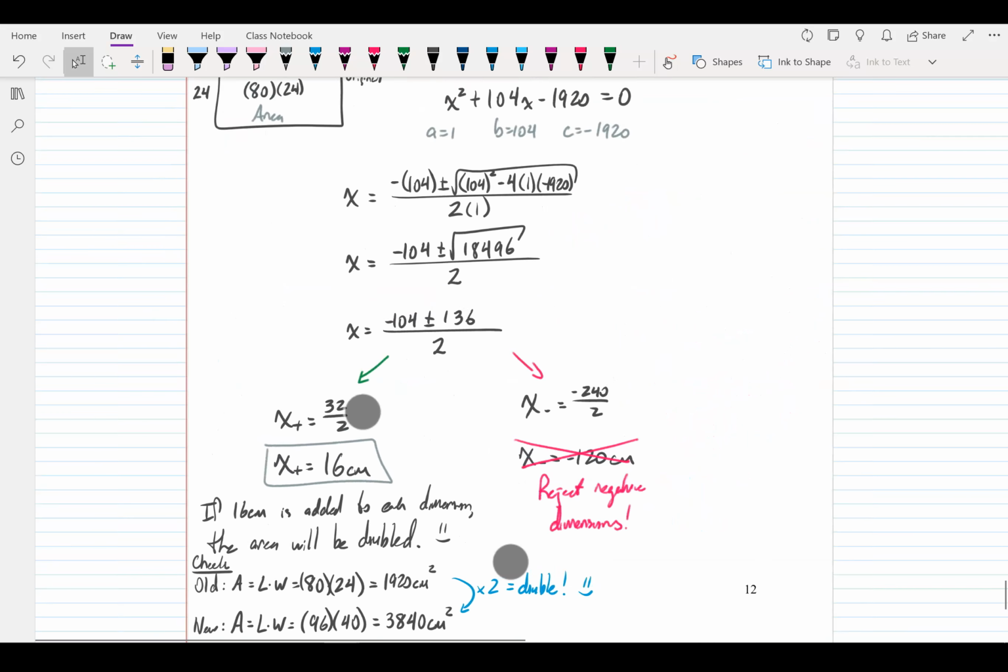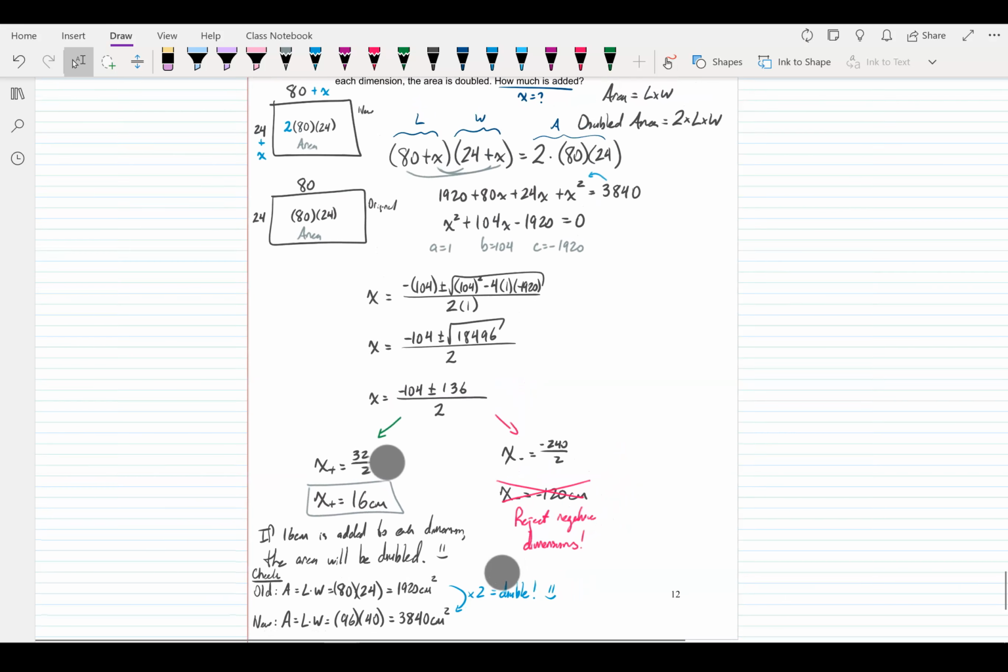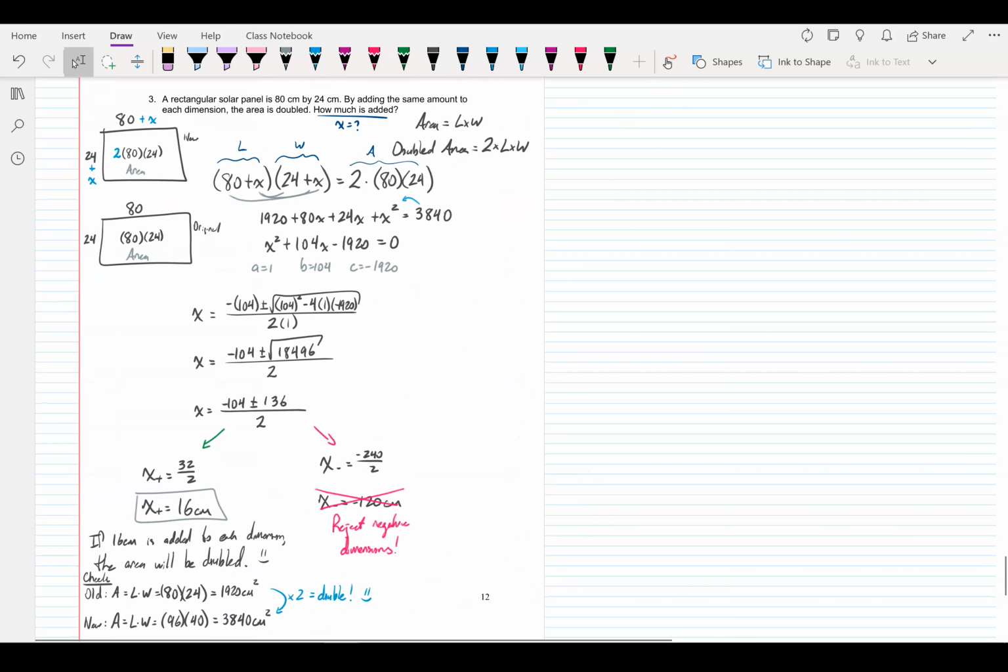Okay, well, I hope that didn't throw you for too much of a loop. I hope you can start to see why using quadratic formula, using quadratic equations can be useful for solving these types of problems.